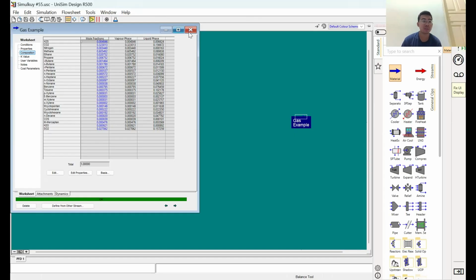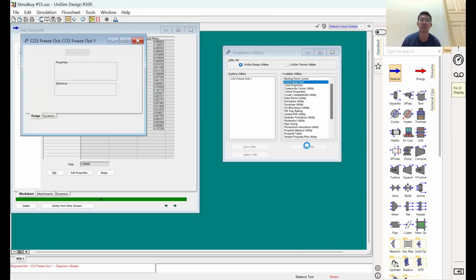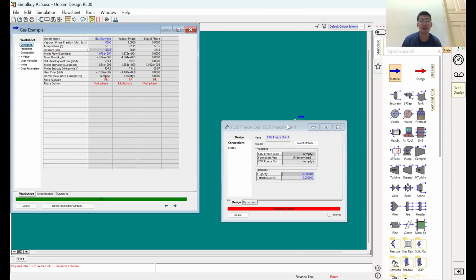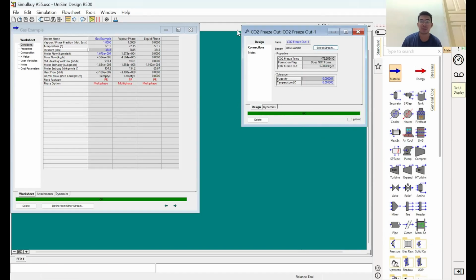To add the CO2 freeze out utility, you can use this utility panel. Then you select CO2 freeze out and click add utility. Then you can select the stream. In this case, we only have one stream, which is the gas sample. You can see that the simulation calculates the CO2 freeze temperature, which is around minus 72 Celsius, and the formation flag says does not form.